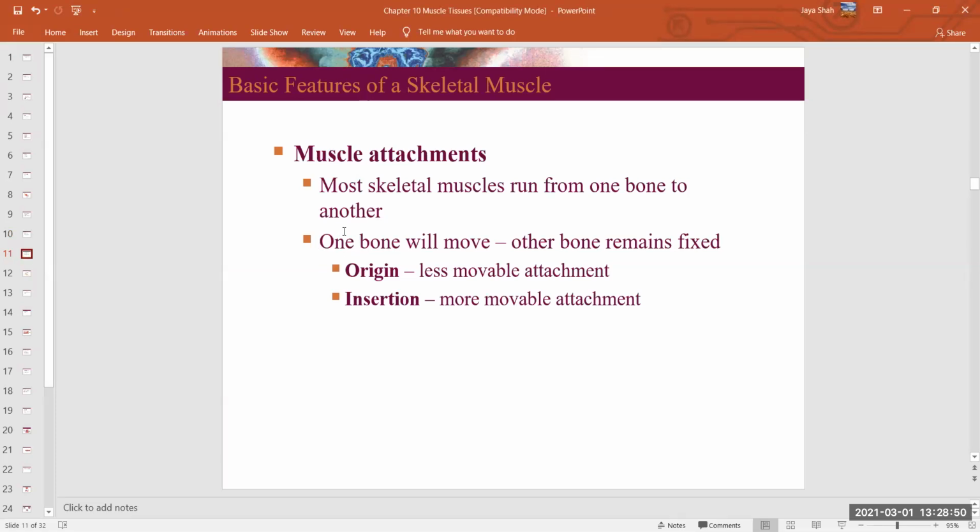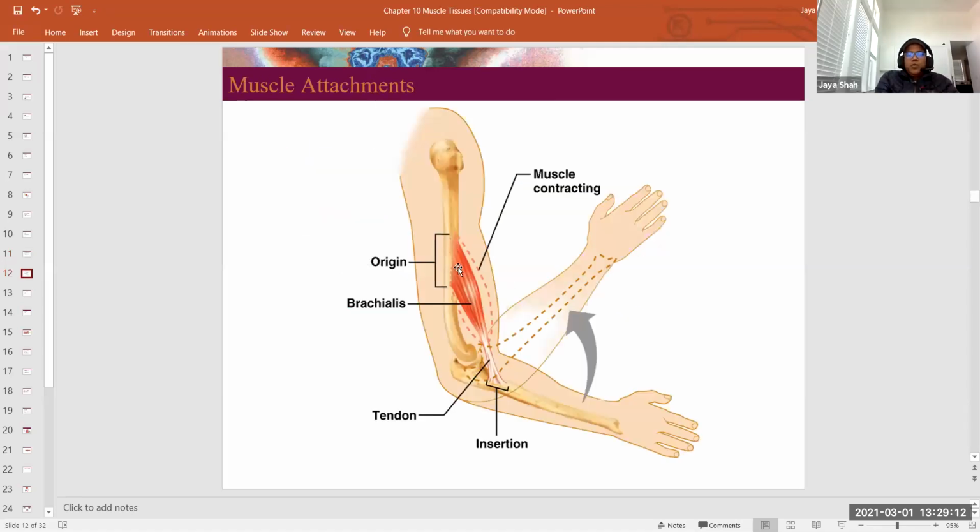Muscle attachment. Most skeletal muscles run from one bone to another. One bone will move, the other bone remains fixed. So origin is the less movable attachment, and insertion is the more movable attachment. That means when the muscle contracts, the point of insertion moves towards the origin. See here, this is the origin, this is the insertion, and when this muscle contracts, it reduces the angle of the joint, and that's why the hand moves from here to here, and from this angle you have this angle, and that's how you move the muscle. Okay.